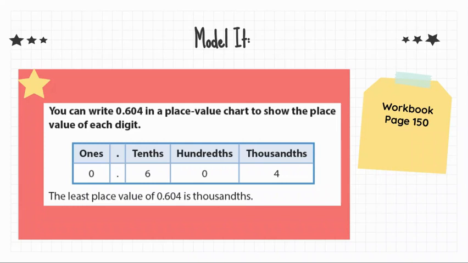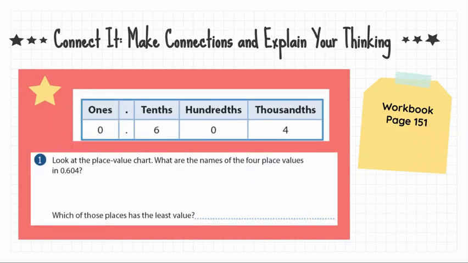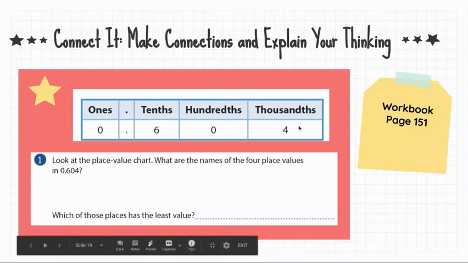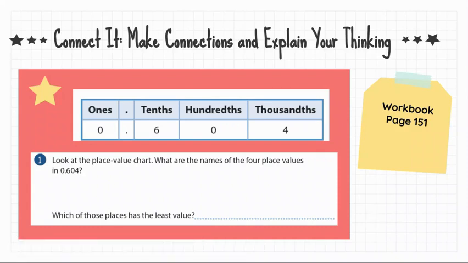Okay, now it's time to take what I've modeled and what I've explained in this short little mini lesson to develop your strategies and make a connection. Here's your first question. Using this place value chart, I want you to look at it. What are the names of the 4 place values in 0.604? So what place values are represented in this number? Then, which of those places has the least, also means smallest, value? This is on workbook page 150, and you can actually write in your answers and then enter them into the Edpuzzle.